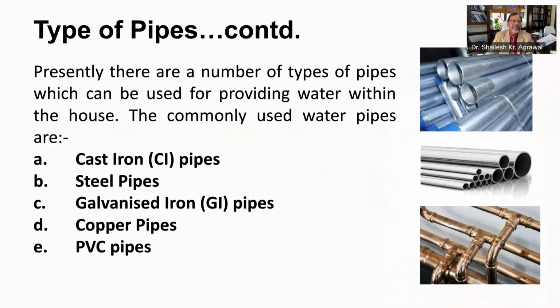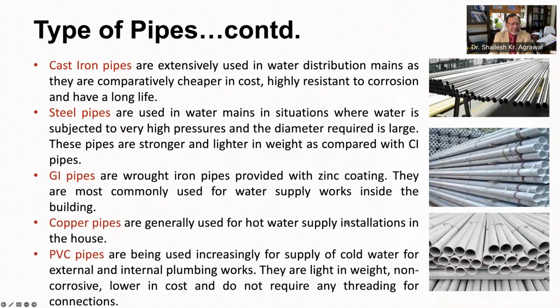Presently, there are a number of types of pipes which can be used for providing water within your house. The commonly used water pipes are cast iron pipes, steel pipes, galvanized iron or GI pipes, copper pipes, and PVC pipes. Cast iron pipes are extensively used in water distribution mains as they are comparatively cheaper in cost, highly resistant to corrosion, and have a long life.